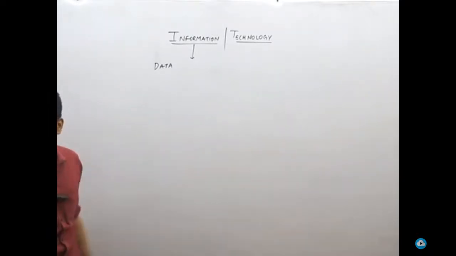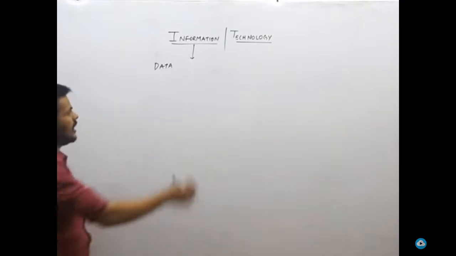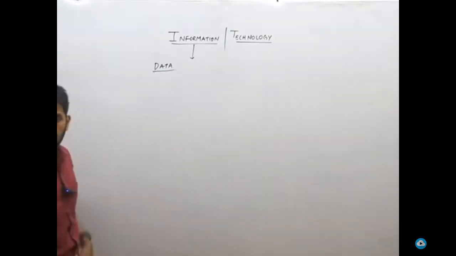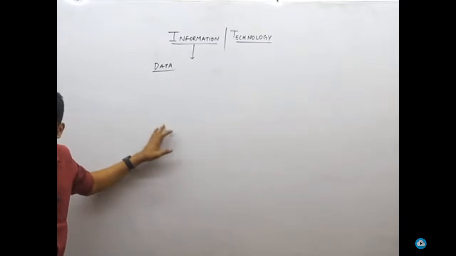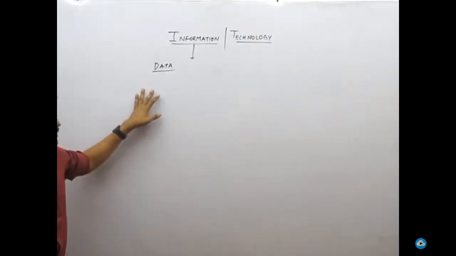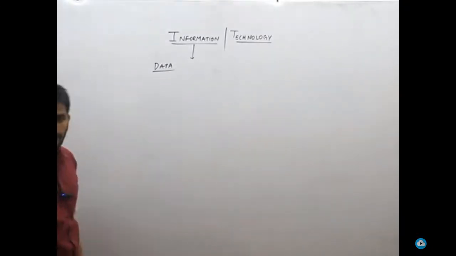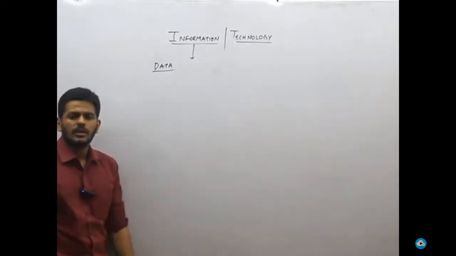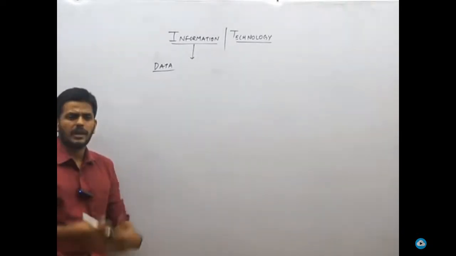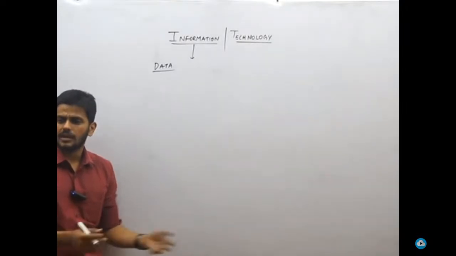Somebody said it is data. It is definitely not only data, because then what is the difference between data and information? Both are the same? No. Data is something else, information is something else. What else comes to your mind? Message. It's some kind of a message, some kind of an opinion, some kind of a thought.